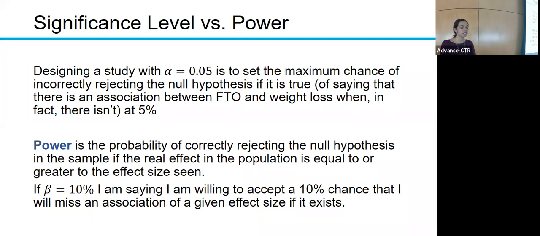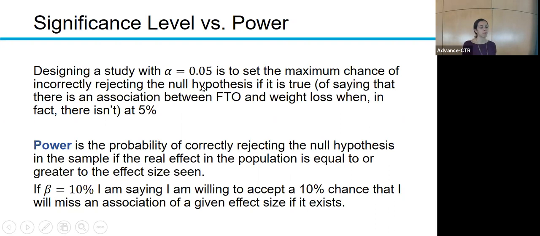So a lot of the time when you're setting alpha, I mentioned that it's set at 0.05. An interpretation of this is that this is setting the maximum chance of incorrectly rejecting the null when it is in fact true at 5%. So that's just an interpretation of that alpha value. Power, on the other hand, as I mentioned, is the probability of correctly rejecting the null when the alternative hypothesis is in fact true. So if you're setting beta, let's say, to 10%, that means that your power is 90%.